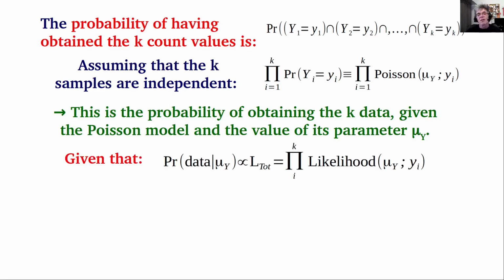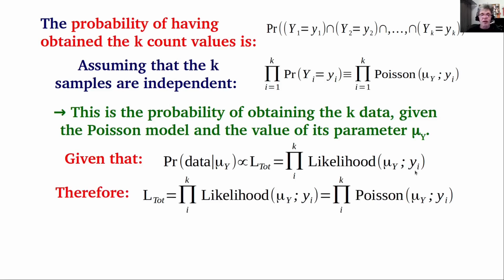So given that the probability of obtaining the data given the parameter value mu is proportional to this likelihood, total likelihood, and this total likelihood is the product that we are stating here in the above line, we can replace this total likelihood by this product of these Poisson probabilities for each of the values of our data set.